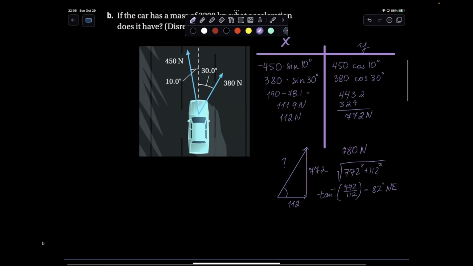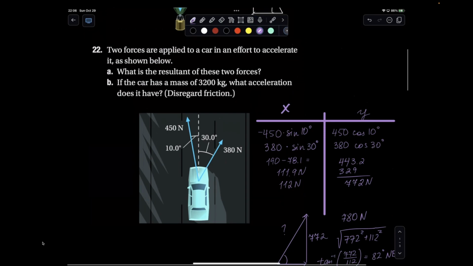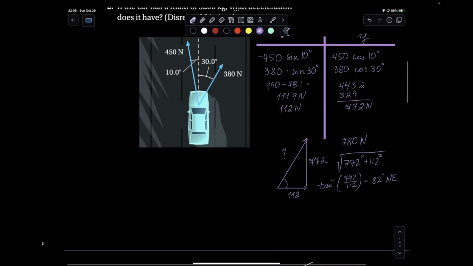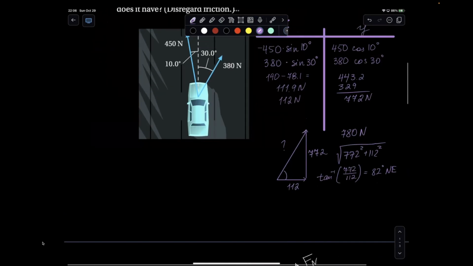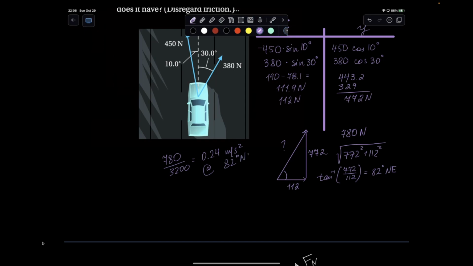And then eventually for B, if the car's mass is 3,200 kilograms, then I go ahead and take my force, which is 780 over 3,200. That gets me 0.24 meters per second squared acceleration at 82 degrees northeast. And that's how you solve that problem.